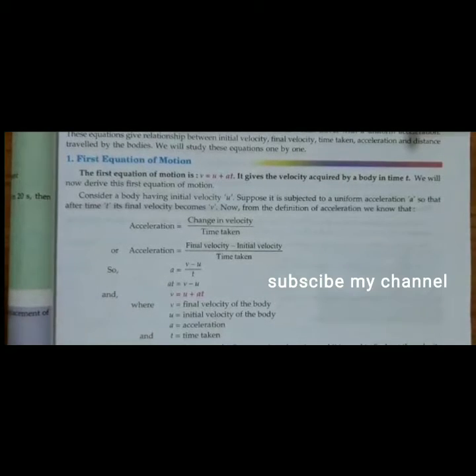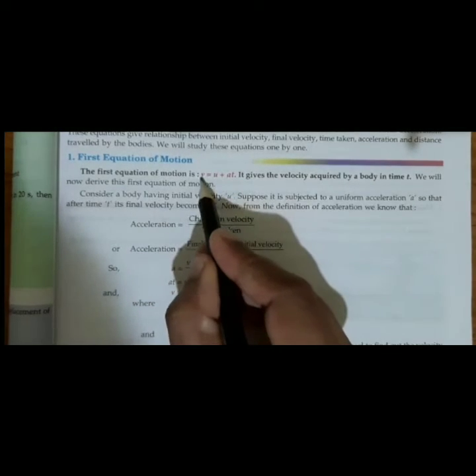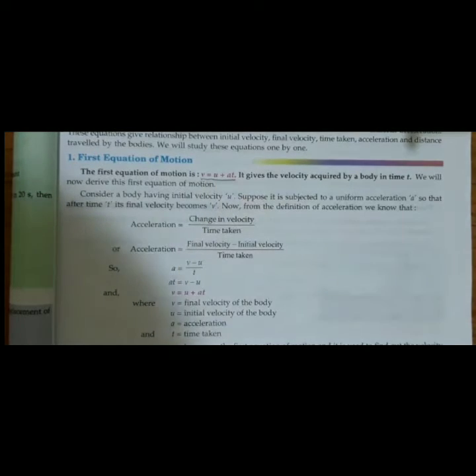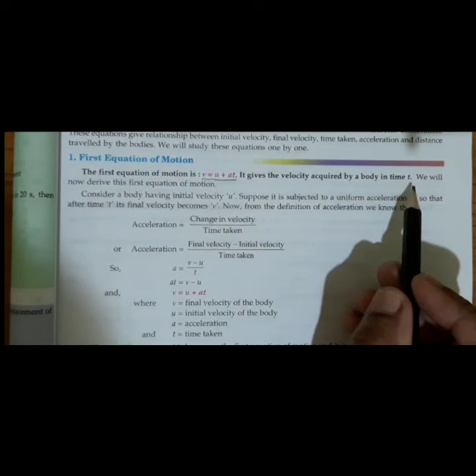Today we will study equations of uniformly accelerated motion. The first equation of motion is v = u + at. It gives the velocity acquired by a body in time t.